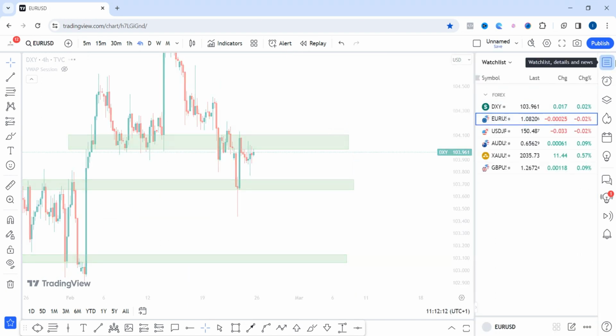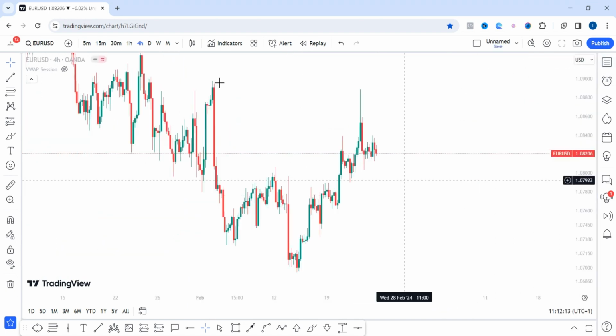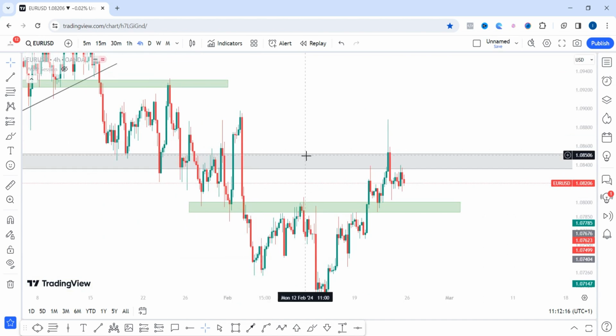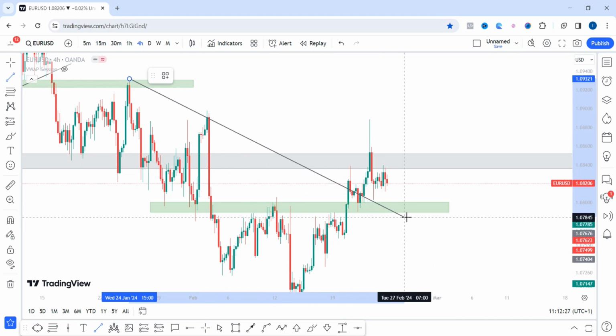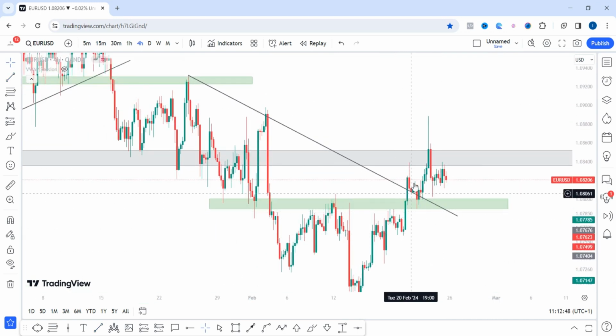Now let's jump to Euro USD. Euro USD is also trapped in a range right now around the zone. Remember last week, I had a trend line here. I had a trend line like this, right? And I was like, cool, if price takes out this trend line, then I would like to see a retest of that trend line and this green zone before we make our way up to this gray zone.